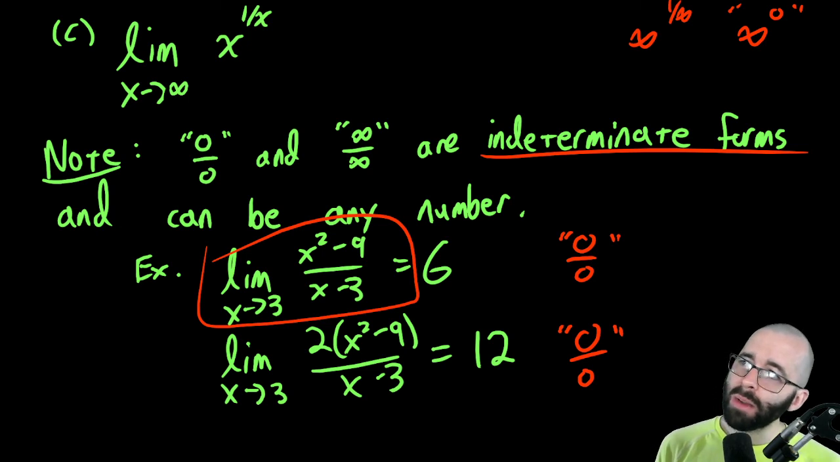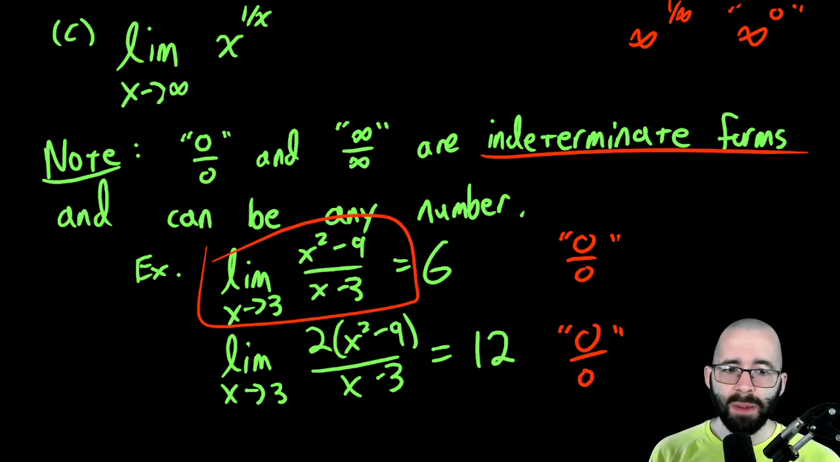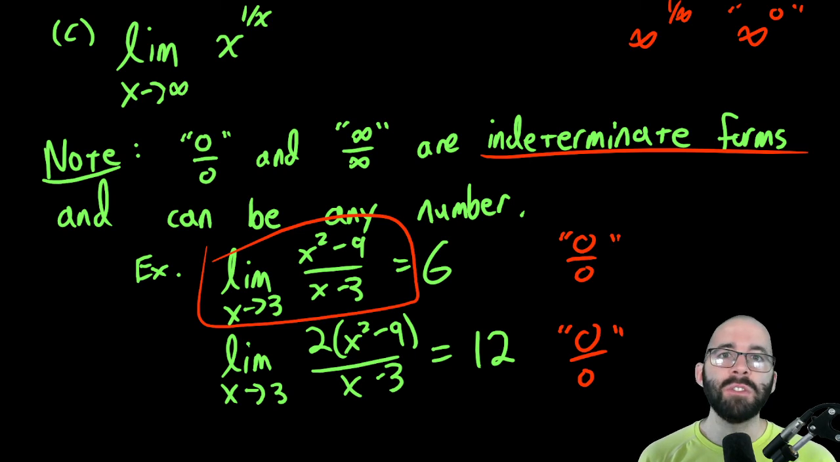Why is it in chapter 3 instead of chapter 2 where we talked about limits? Because we're using derivatives. Okay, so strap yourselves in.